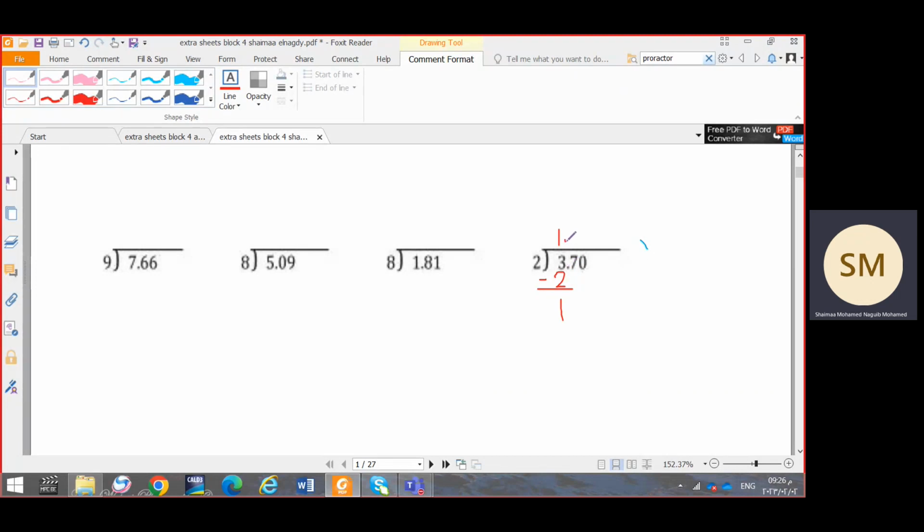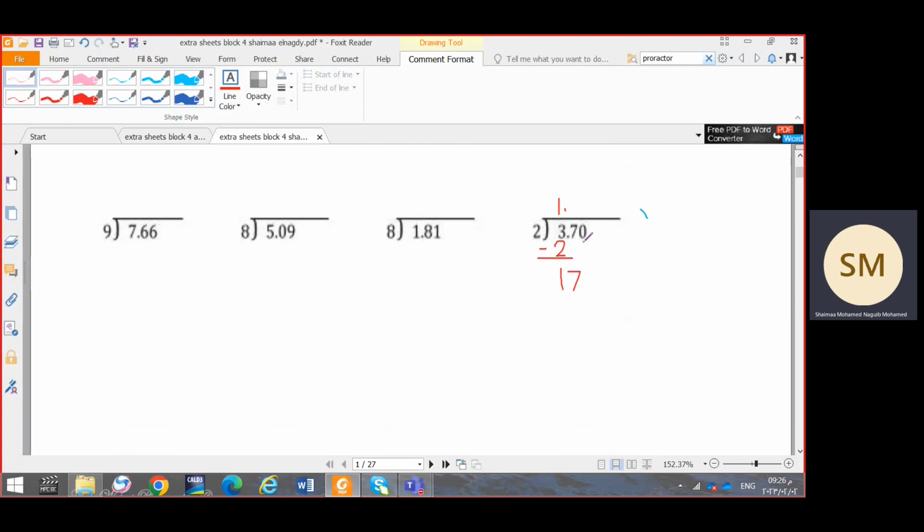It wouldn't be a big deal if you put the point here. Then you will bring down 17 divided by 2. You will find 17 divided by 2. It will be how many 2 in 17? You will find that 8 multiplied by 2 equals 16.